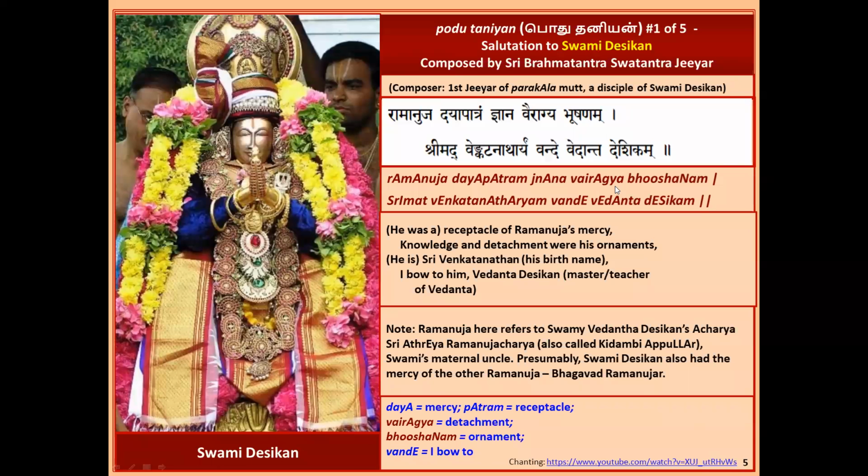That Samatvam Yoga Uchyate. That Samatvam, that evenness of perception, is called yoga. That Samatvam is called yoga. So that's what Bhagavan Krishna says. But anyway, that's a message about non-attachment or detachment, which is called Vairagya. And it says that Swami Deshikan had both Jnanam and Vairagyam as the ornaments. Okay, so that's a simple meaning.